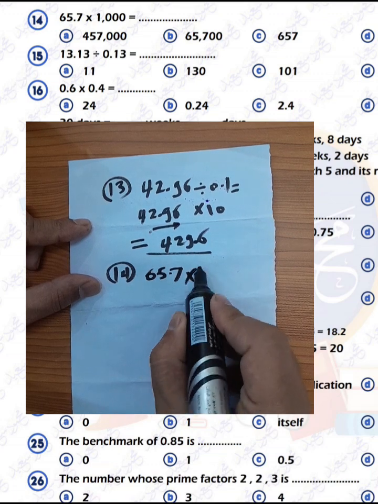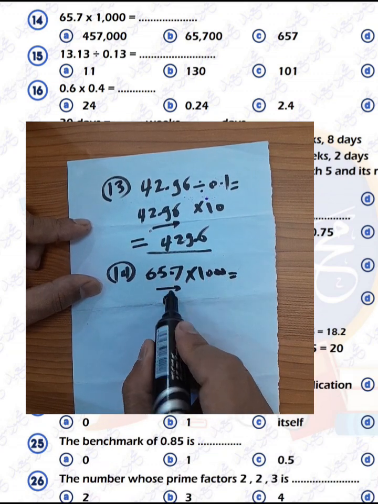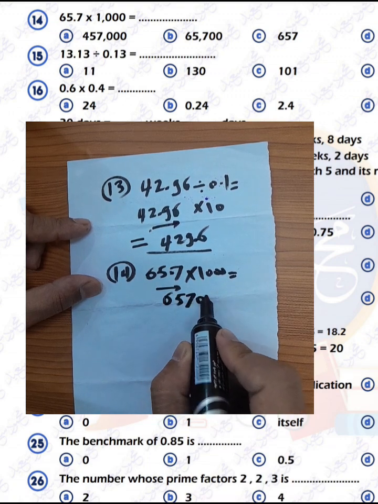5.7 times 1000. You must move the point to the right-hand side by 3 places. 6, 5, 7 and then double 0.